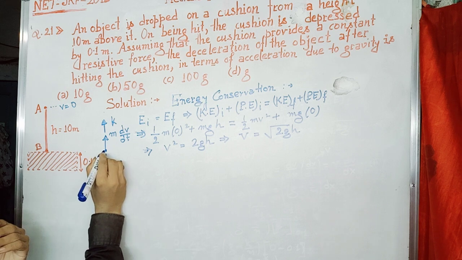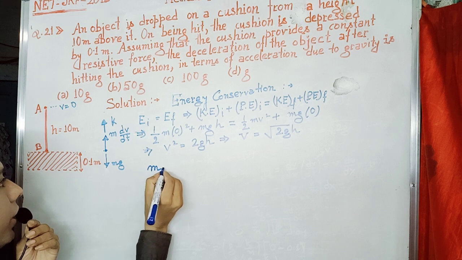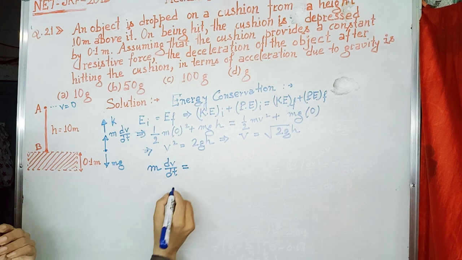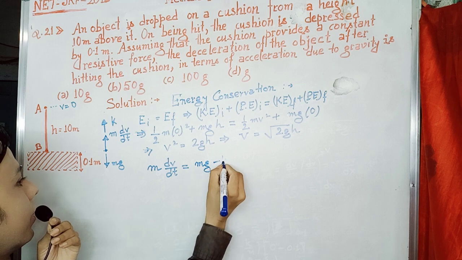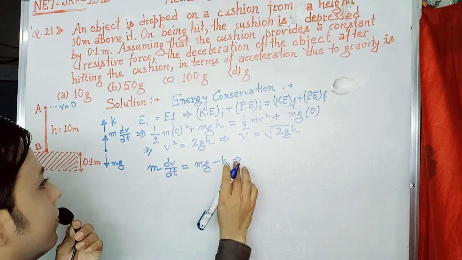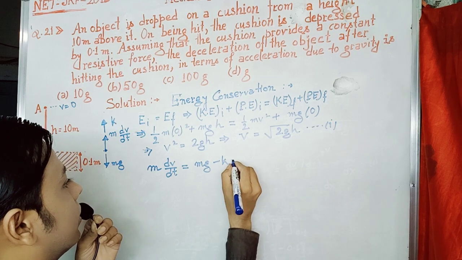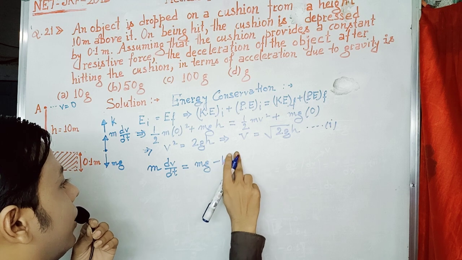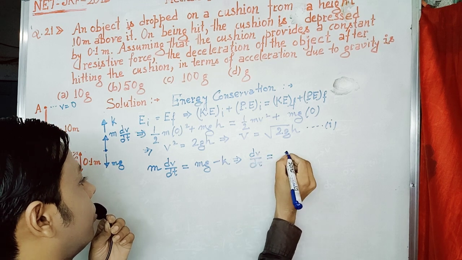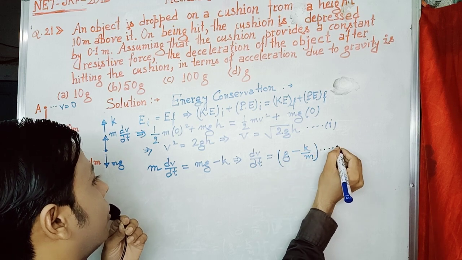From this FBD, we can write the equation of motion. So the equation of motion becomes m into dv with respect to dt, which is equal to mg minus k. Let this be equation number 1. If we rearrange this equation, or divide it by m, then it becomes dv with respect to dt equal to g minus k divided by m. So this is our equation number 2.